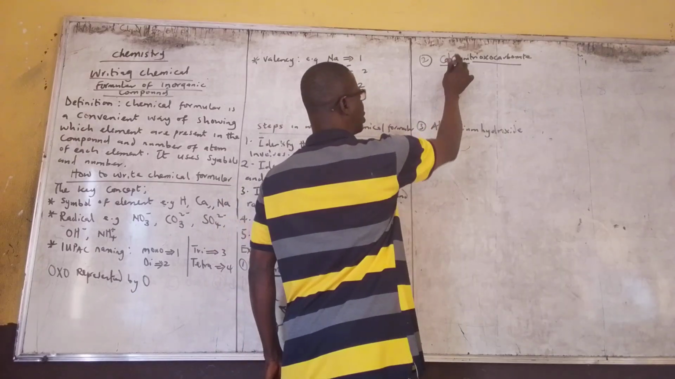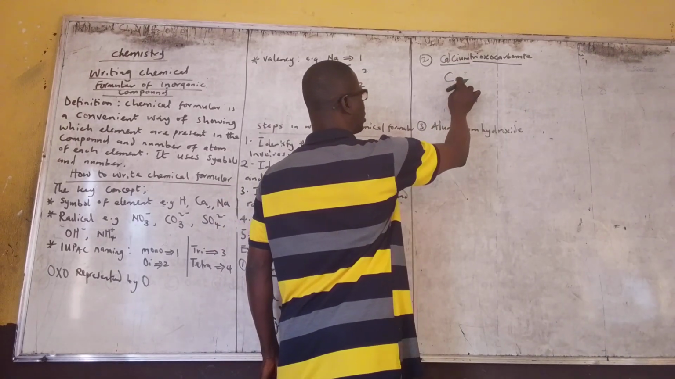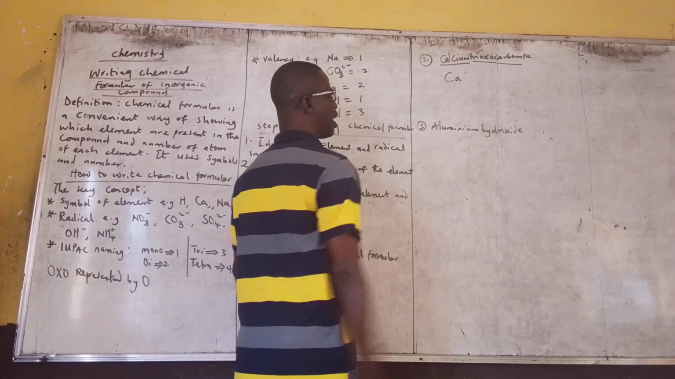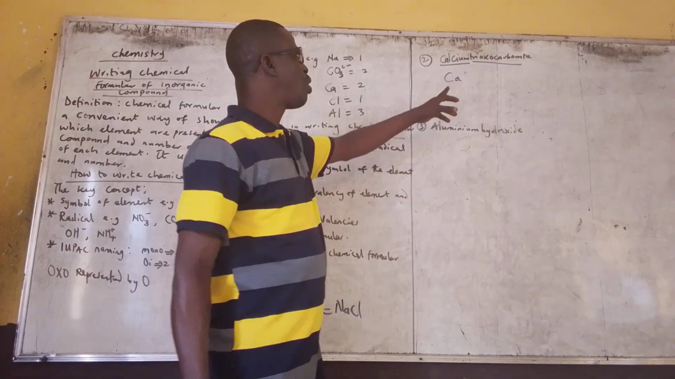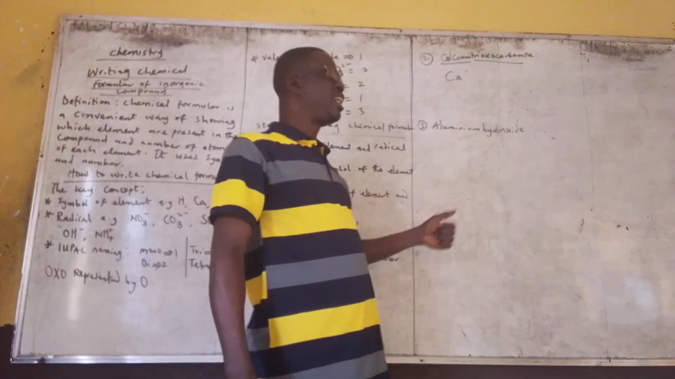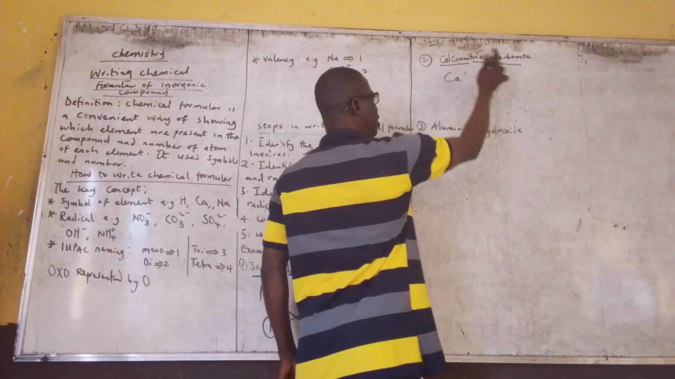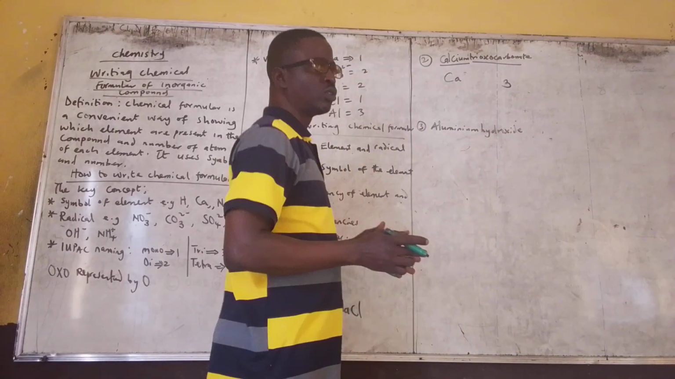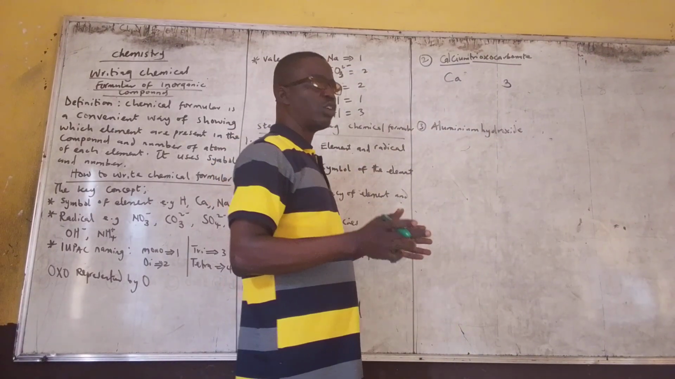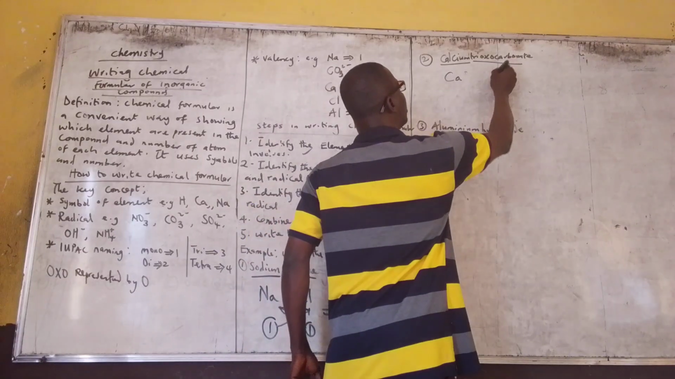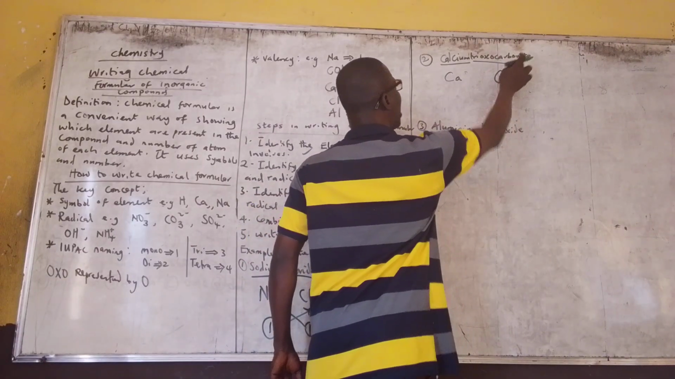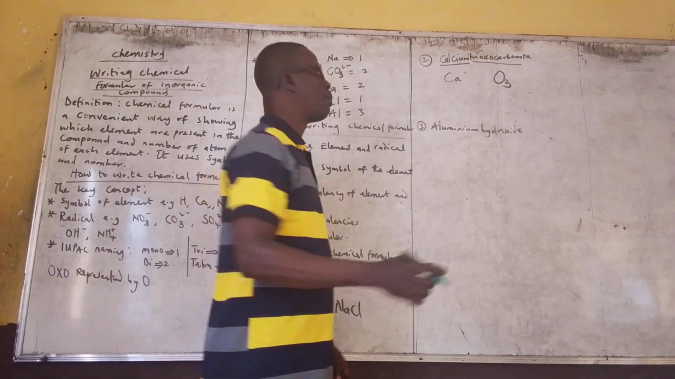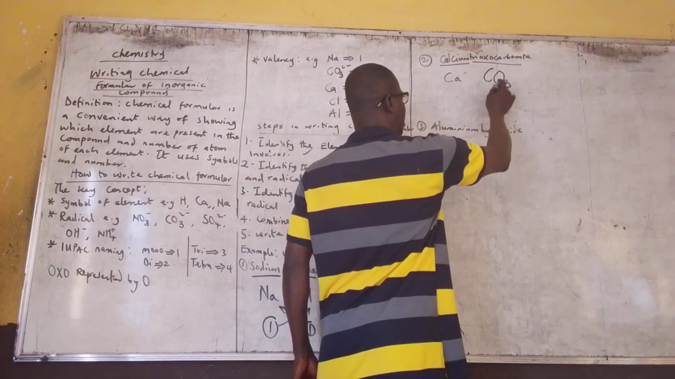Alright, the symbol of calcium is Ca, capital C and small letter a. What about the symbol of trioxocarbonate? Earlier I've explained what tri means. So that is 3. And we also use the symbol of oxygen in inorganic compounds, which is capital letter O. Then carbonate, that comes from carbon. So that is capital letter C.